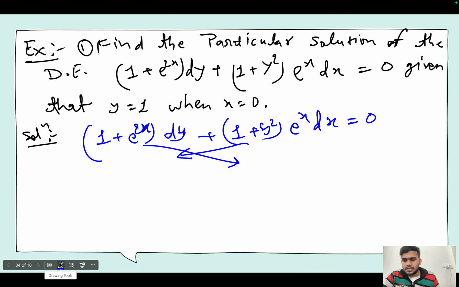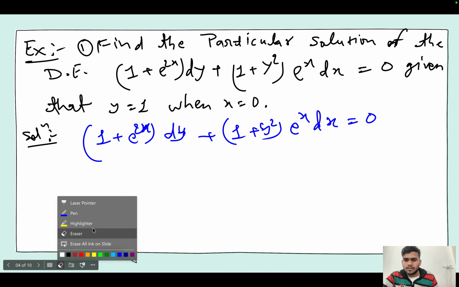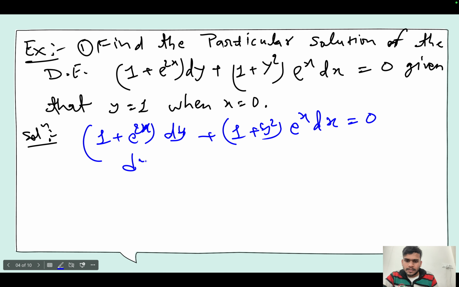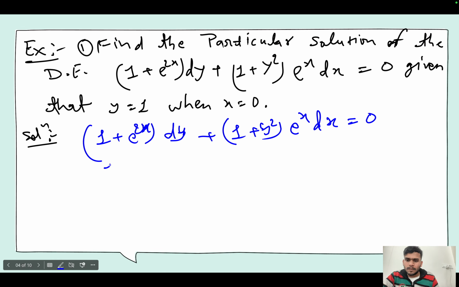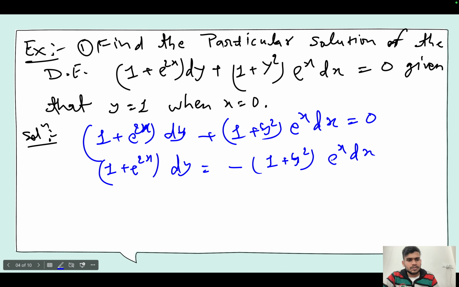What is the meaning of it? Okay, so let me tell you. dy by 1 plus y square, let me give you each step. 1 plus e to the power 2x dy is equal to, take this thing to this side, minus 1 plus y square e to the power x dx. Okay, clear?